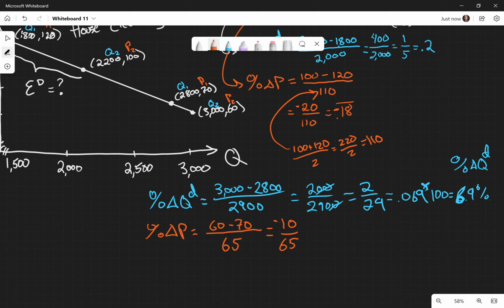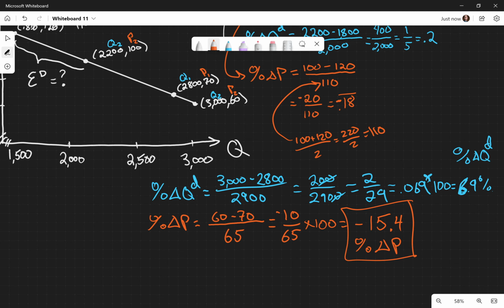60 minus 70 is negative 10, right? Negative 10. And this is a downward sloping demand curve, so we are going to expect the elasticity to be negative, right? Because any kind of price change is going to have the opposite quantity change. So since this is a positive quantity change here, we're going to assume a negative price change. And also we can just see there's a negative price change. We're going from $70 to $60, right? So this negative 10 divided by 65 times 100 ends up giving me negative 15.4 as my percentage change in my price.